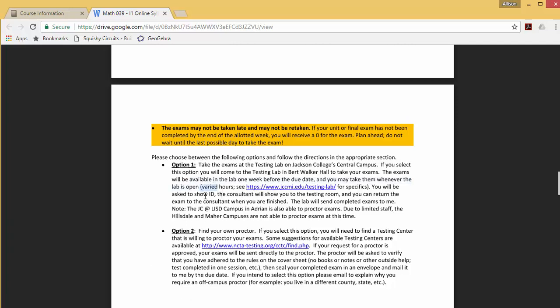For the testing lab, you just need to show up with your ID, and they'll give you the test, and they'll tell you everything you need to know.